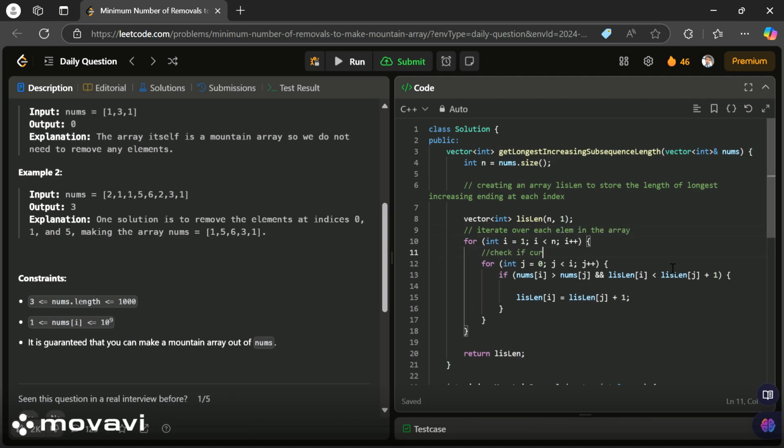3. Identifying potential peaks. We iterate through the array, looking for indices where both the left and right LIS lengths are greater than 1. These indices are potential peak points.